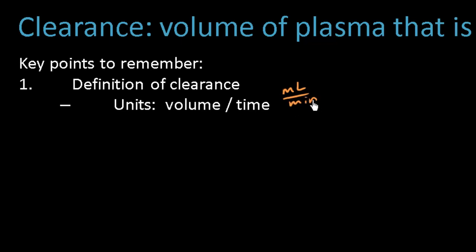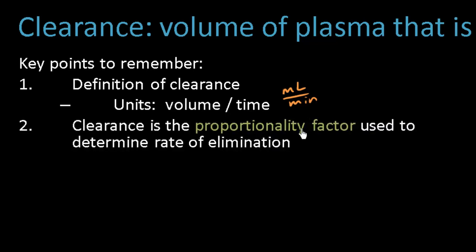Note that this says nothing about the amount of drug. Clearance does not tell us how much drug. It is telling us the volume of plasma that is cleared of drug per unit time. If I wanted to figure out the amount of drug that is being cleared, then I'm talking about the rate of drug elimination. So clearance is used to determine the rate of drug elimination, and the way that it does so is that clearance is the proportionality factor that is used to determine the rate of elimination.